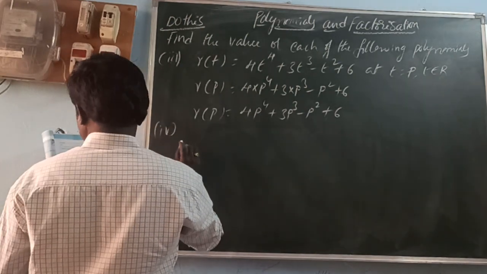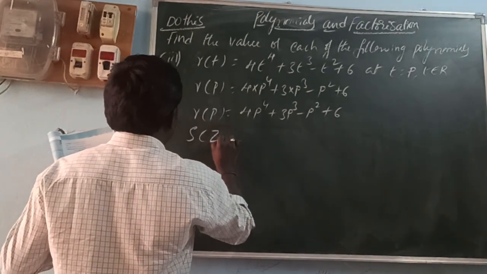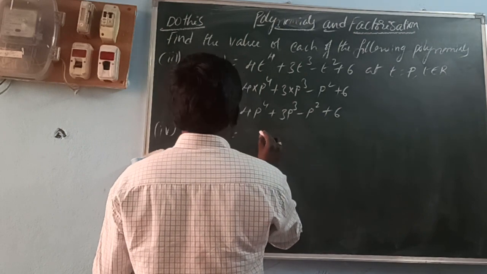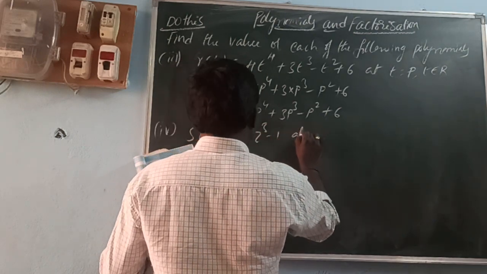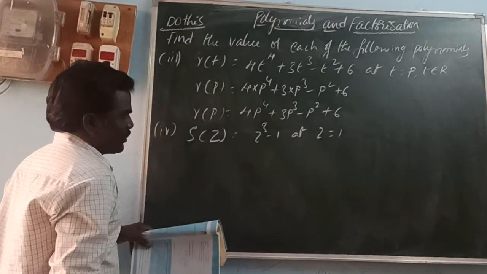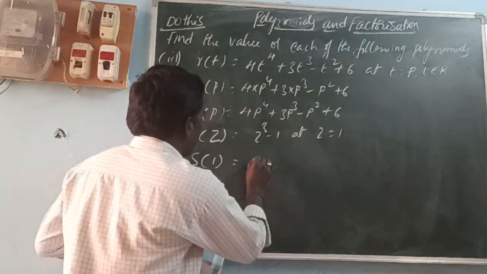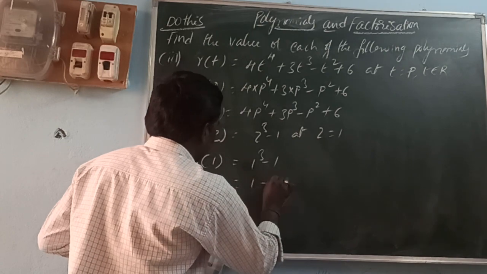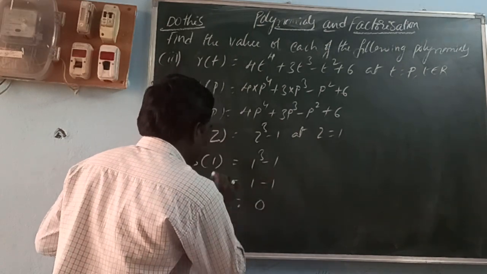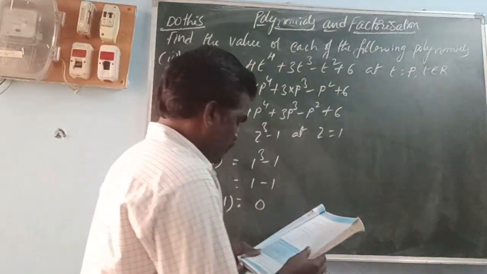Next, S of z is equal to z cube minus 1 at z is equal to 1. So that is S of 1. In the place of z we take 1, which is 1 cube minus 1. 1 cube is 1, minus 1, that is equal to 0. S of 1 is equal to 0.